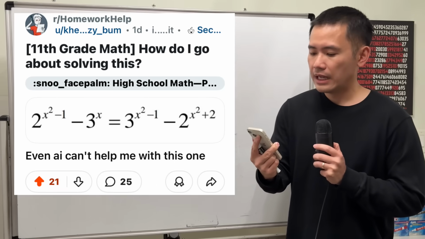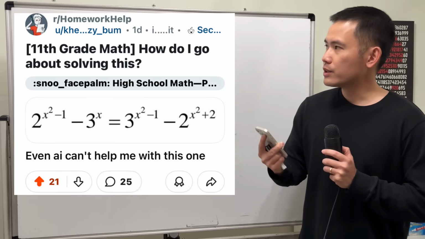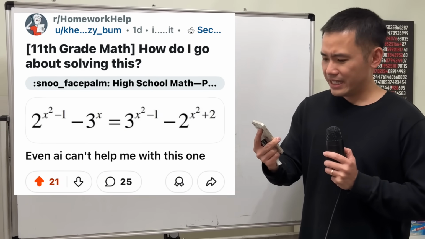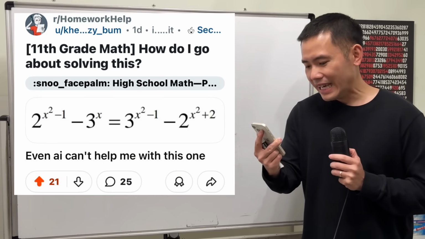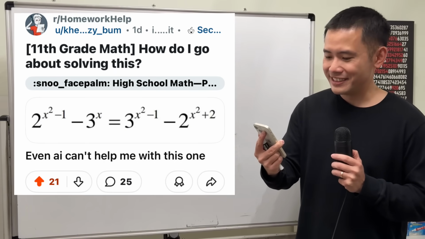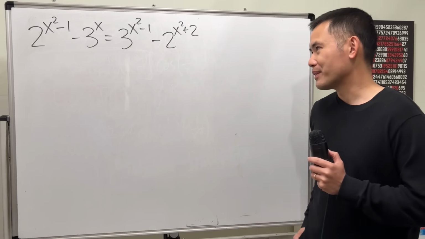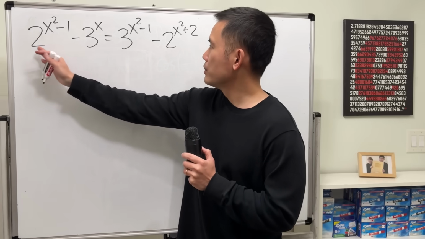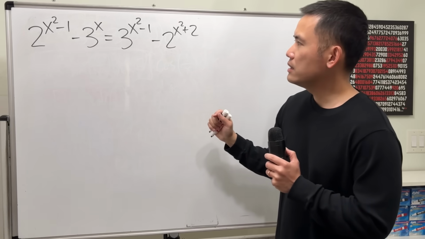11th grade math. How do I go about solving this? So here we have this exponential equation and we have like 4 terms. And it also says even AI can't help me with this one. Let's have a look. So we see the bases are 2 and 3.